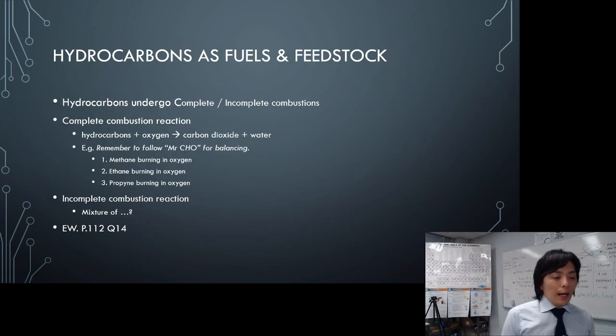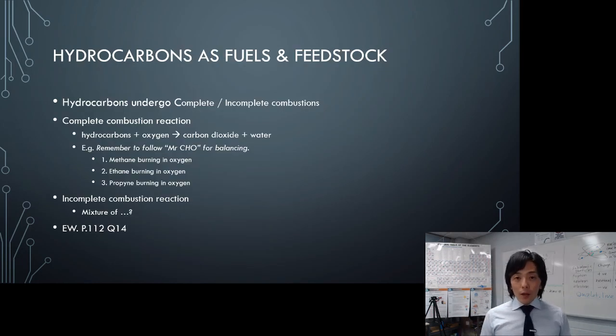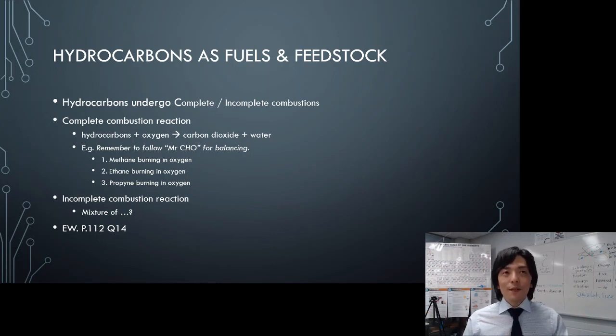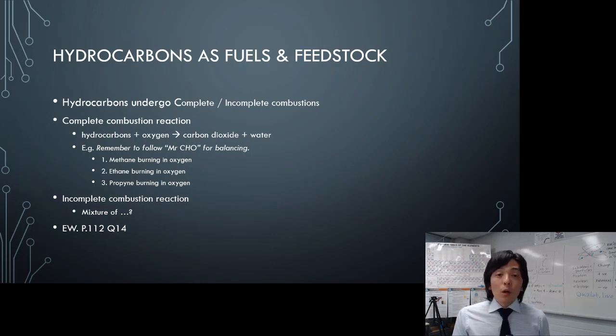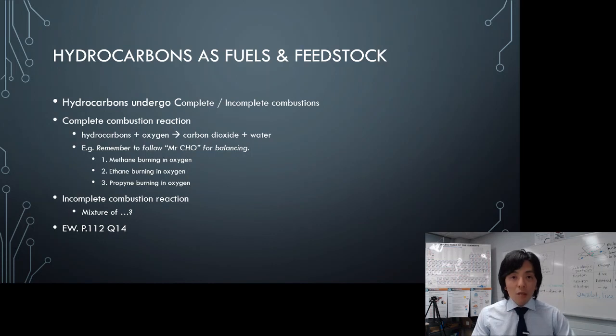Okay. What you also need to be able to tell is that these hydrocarbons can undergo complete or incomplete combustion, a classification of reaction that was introduced last year. For complete combustion, what do you need? You need fuel plus oxygen. That combustion is what we call anything that is burning. So you're combining that with oxygen, what do you get? You should get carbon dioxide and water all the time.